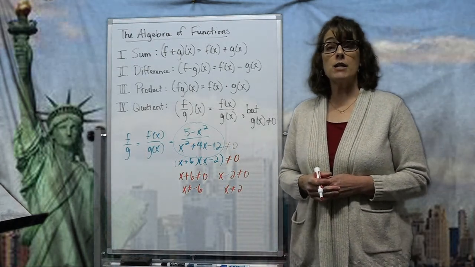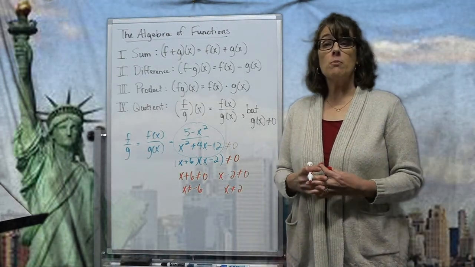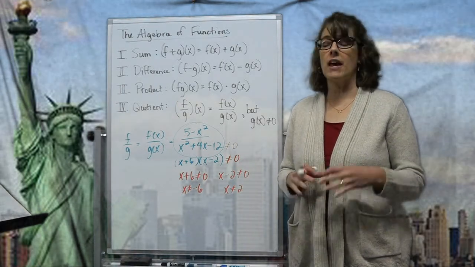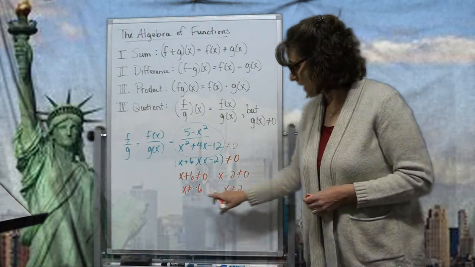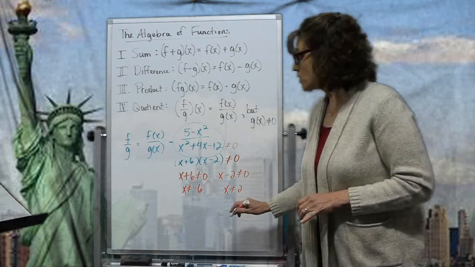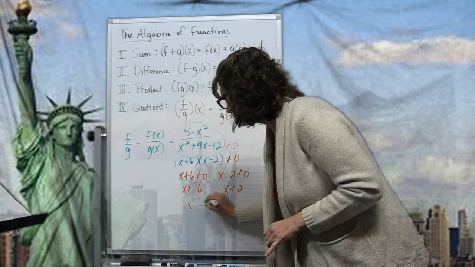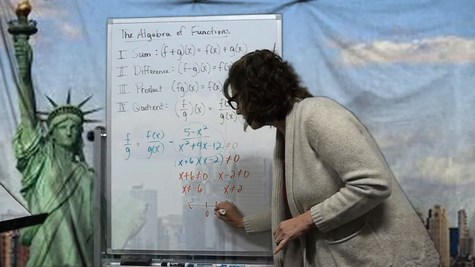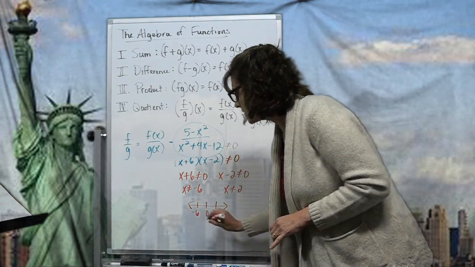Now remember, I was asked, what is the domain? So my domain can be every single number that you can think of, except for that or that. I don't want those two. So if I picture my number line, here's 0, here's 2, here's negative 6.